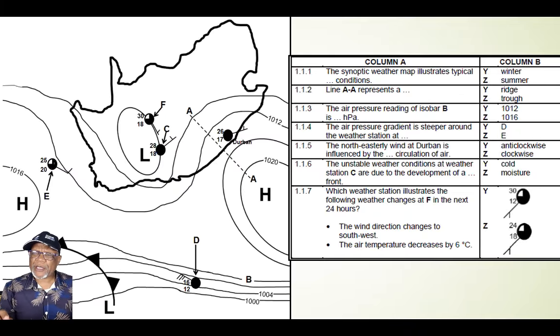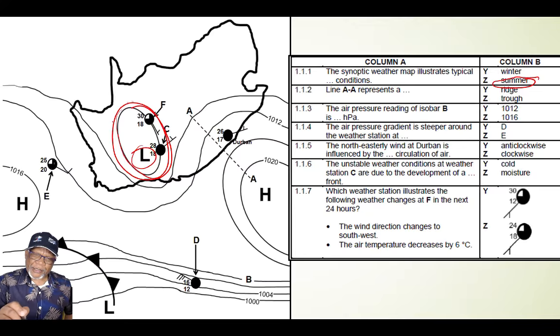The question is, the synoptic weather map illustrates typical conditions. What is it, winter or is it summer? Now you have to interpret this. What do you see here? You see L in the center, which means the temperatures are high. So this will be a typical summer condition. And you can see this L here, you can see the isobars here. They are not just round, they are a little bit oval.